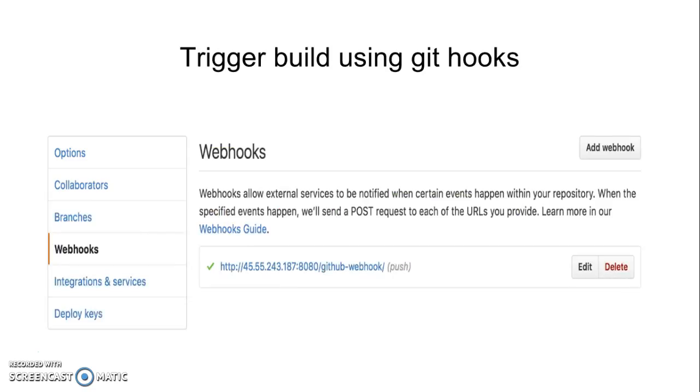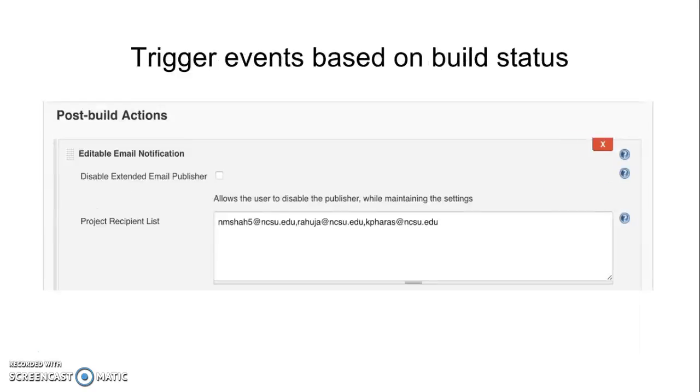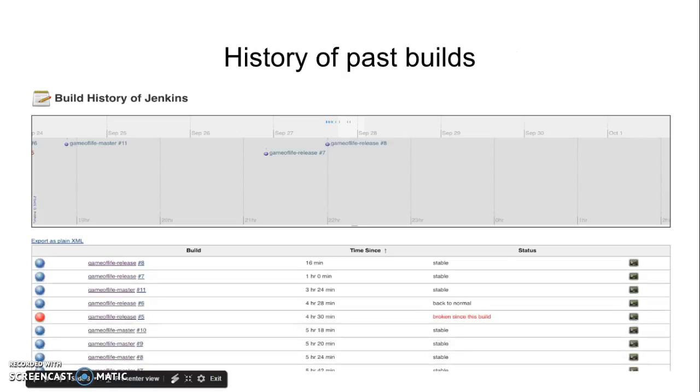So here is where we added our Git webhook on GitHub. Here we are executing the build job using Maven. Then we trigger events based on build status. We are sending the email. This is a sample. And then finally, we can see a history of the past.